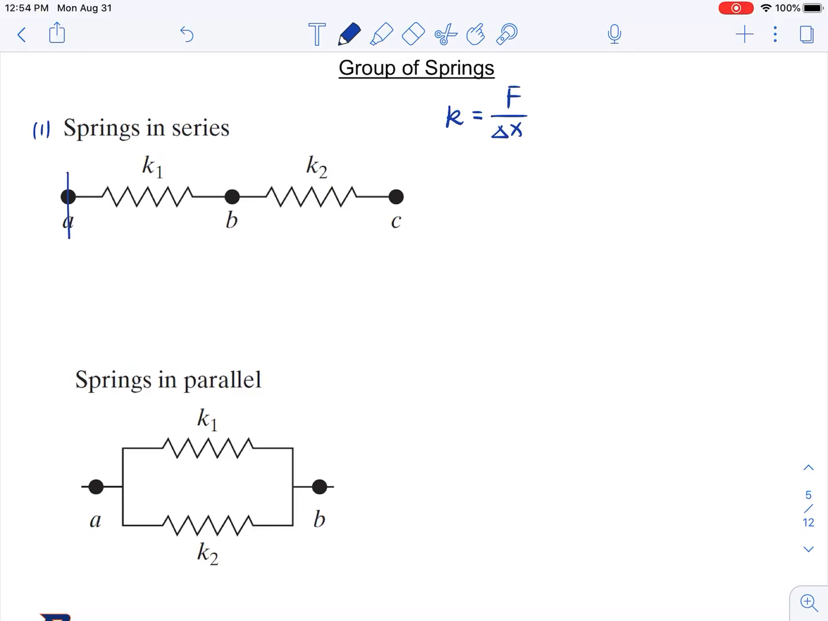We assume that there is a force applied on the left, and this force is F. Because K1 and K2 are connected in series, the force experienced by K1 is F, and the force experienced by K2 is also F. And then for each spring, the deflection is force divided by spring coefficient.